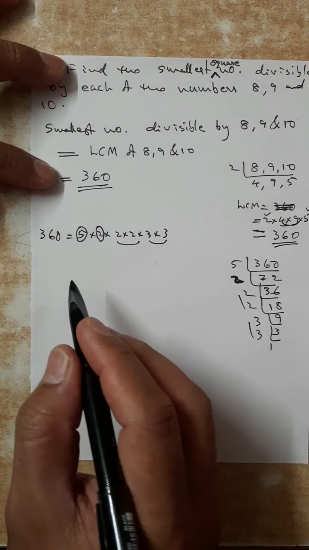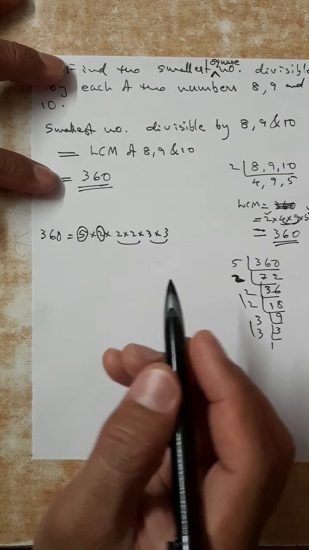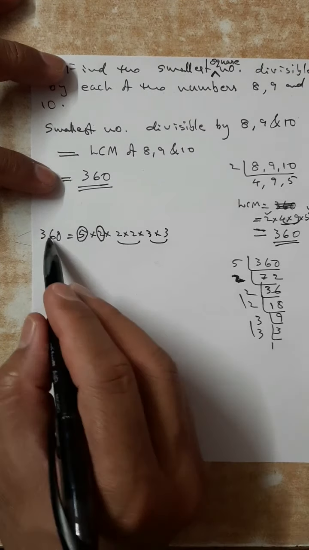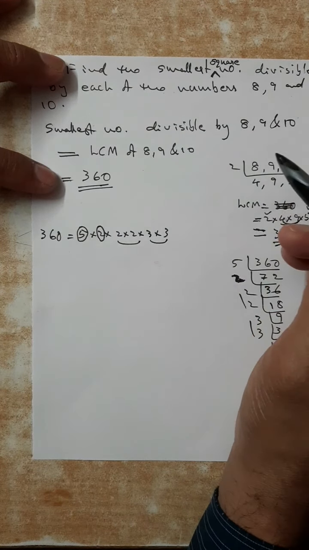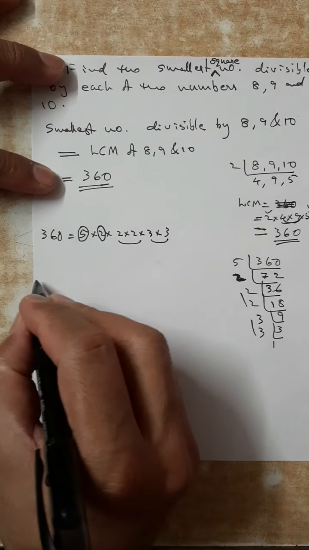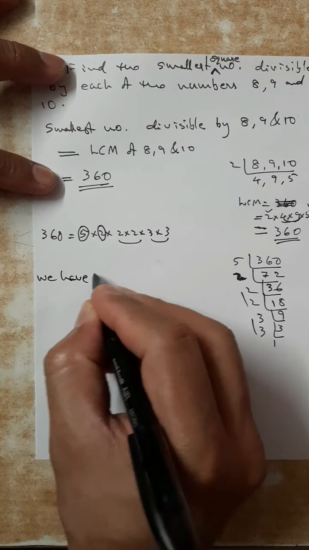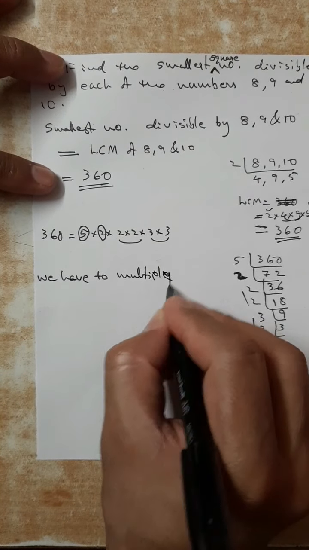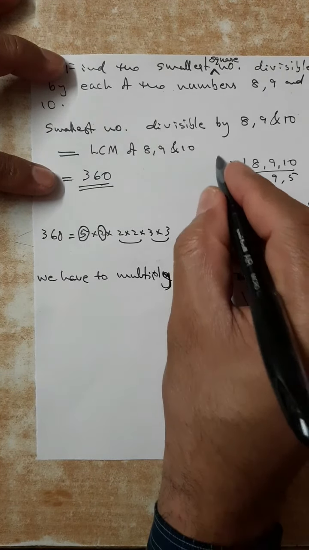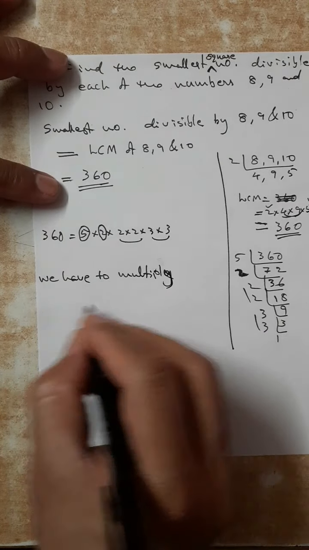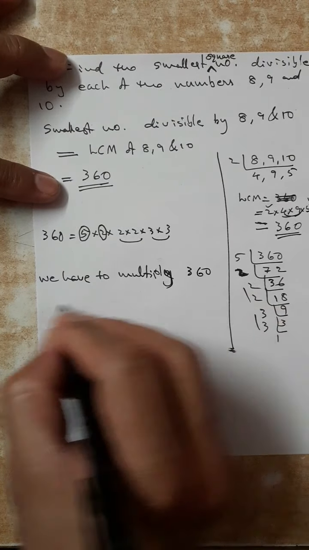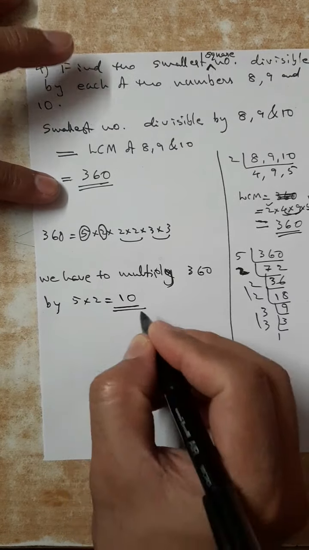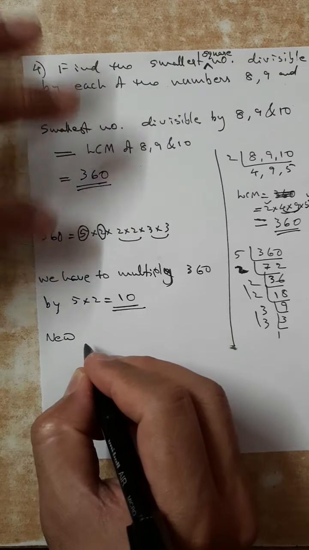Now if I multiply 360 with a 5 and a 2, then that new number will be a perfect square. This is already divisible by these 3. Now we have to make it a perfect square. So we have to multiply 360 by 5 into 2, one 5 and one 2, that is by 10. The new number is the required number.